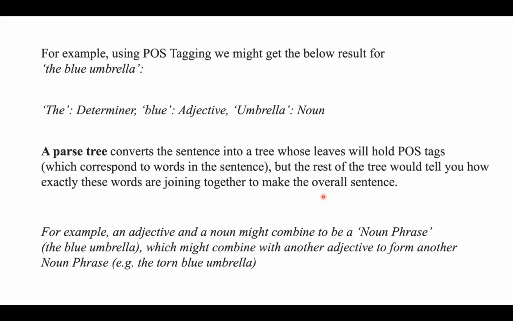If you take the same example which we considered before, the blue umbrella, there an adjective and a noun might be combined in order to form a noun phrase. It might combine with another adjective in order to form another noun phrase also. If you take the first statement, adjective and noun, and combine both of them, we get blue umbrella, which is a noun phrase. We can even combine that with another adjective, that means torn blue umbrella. So you can even write it like this.